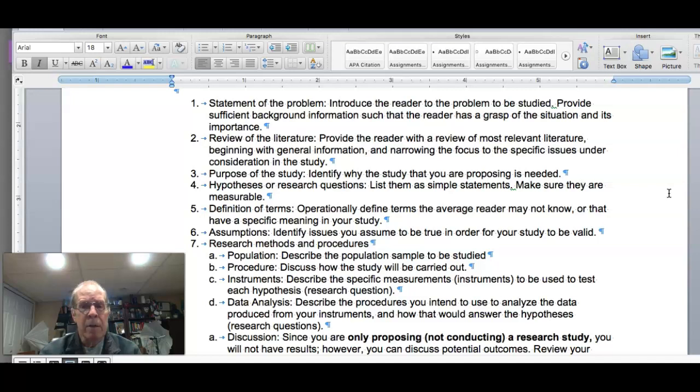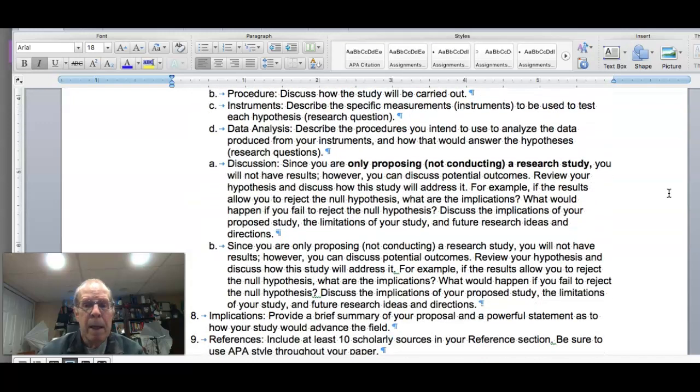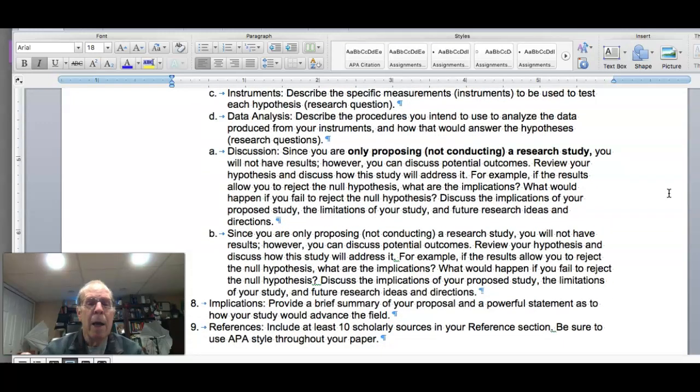And same way, describe hypothesis if appropriate. In other words, if you're using experimental design or quasi-experimental design or correlational study. What would be your data analysis? In other words, based on the type of data you would generate, how would you analyze that? And then you do a discussion. And you write all of this in future tense because you're proposing research that would be conducted in the future.